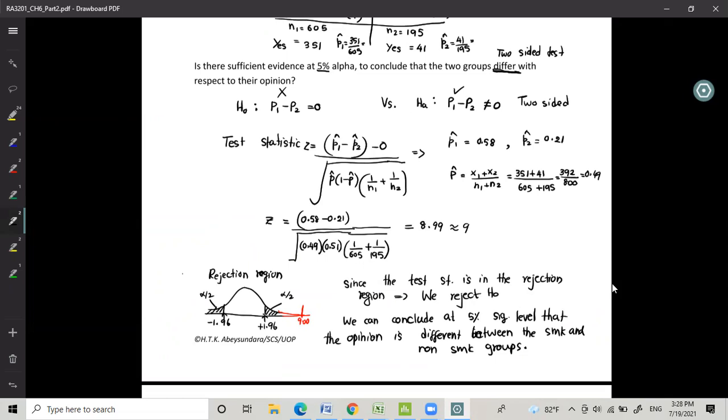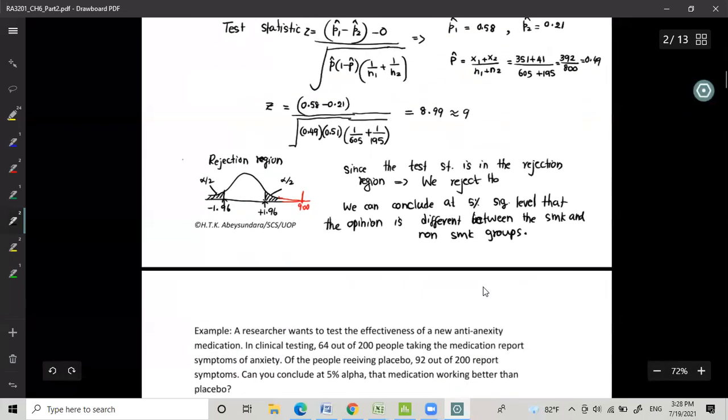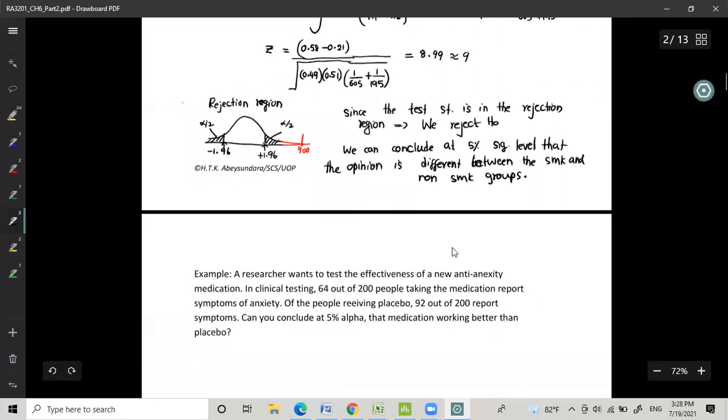Let's do one more example from proportion. Hope I can do the mean also. Okay, so shall we move on to the next example?